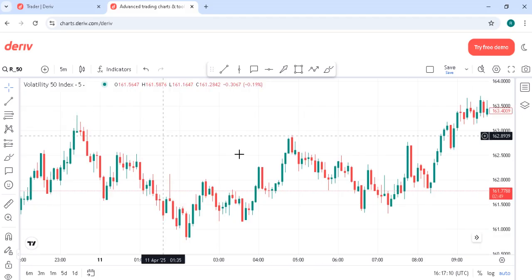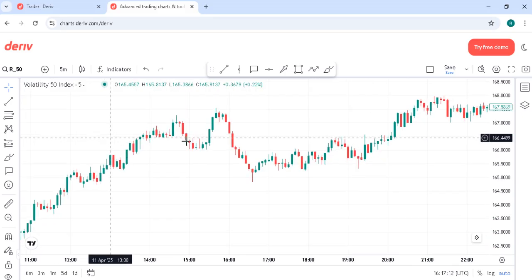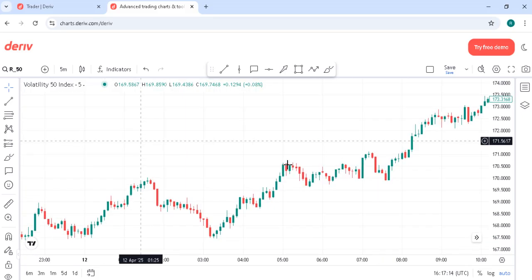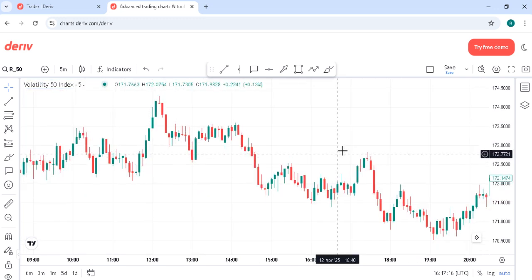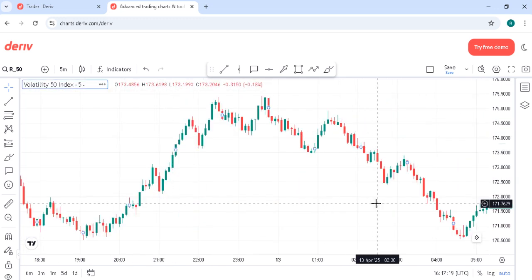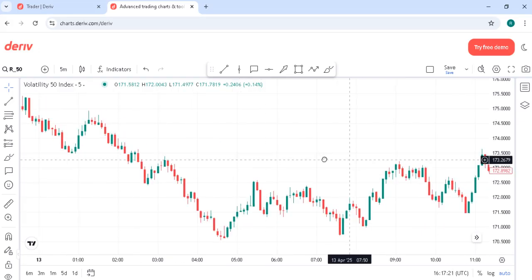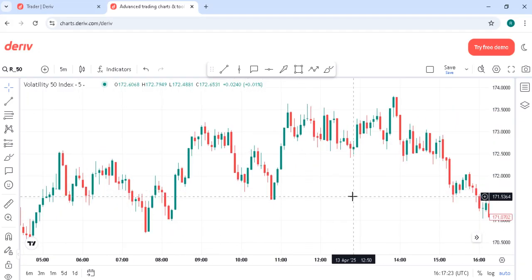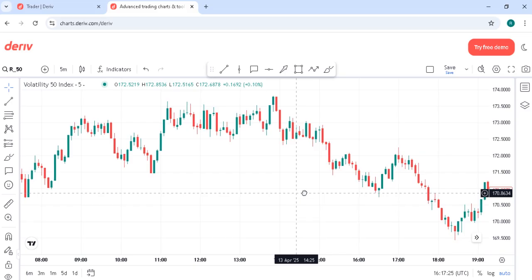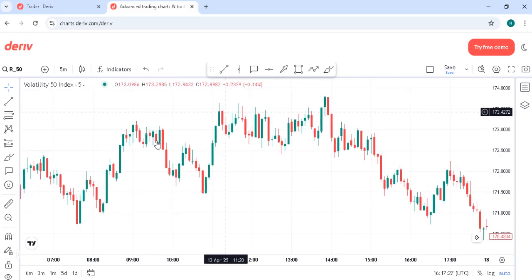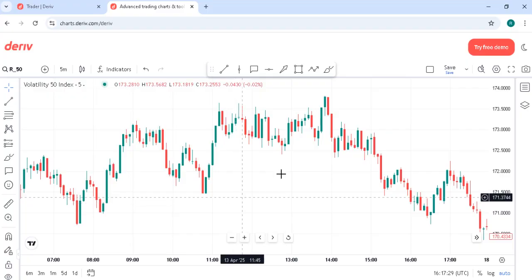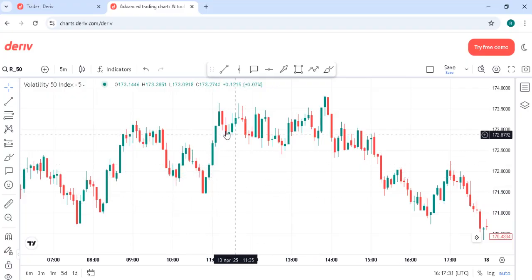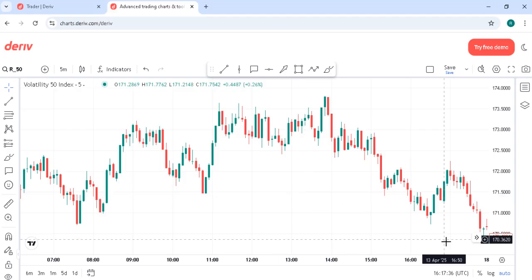So by now you know how to enter a market using the patterns that I have shared with you previously. That is the piercing line, the dark cloud cover, the evening star, the morning star, and the engulfing patterns. So you enter the market just like I have explained in all that. So just go ahead and try that and see how it goes.